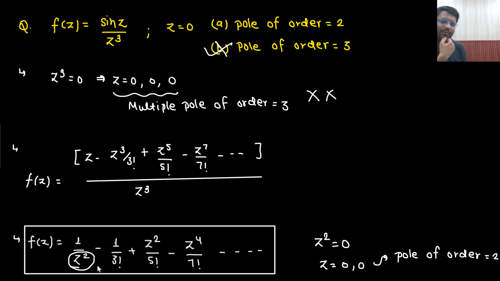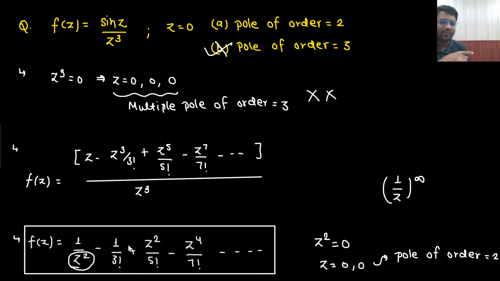First of all, is it an essential pole? Sorry, is it an essential singularity? No. What is the meaning of essential singularity? Sir, 1 by z to the power infinity should have been there. Are you getting 1 by z to the power infinity? No. 1 by z to the maximum power is 2 only.